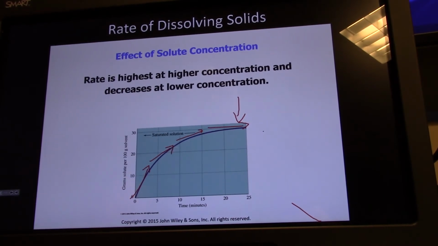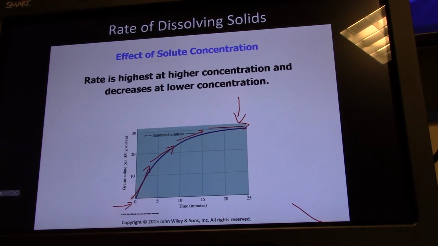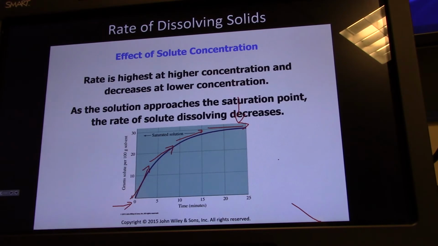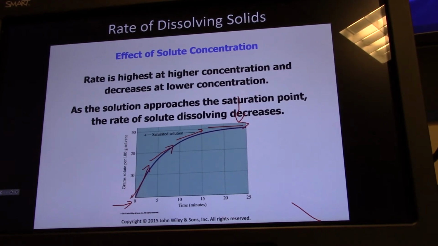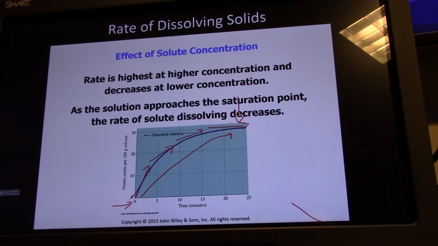You can keep adding sugar in, but no more will dissolve because that water can't hold any more sugar. All the pockets are taken up. So the dissolving rate is highest when there's nothing dissolved. As the solution gets more and more closer to being saturated, dissolving slows down.